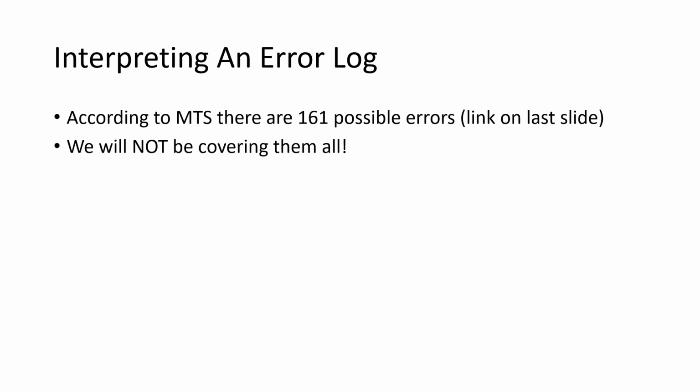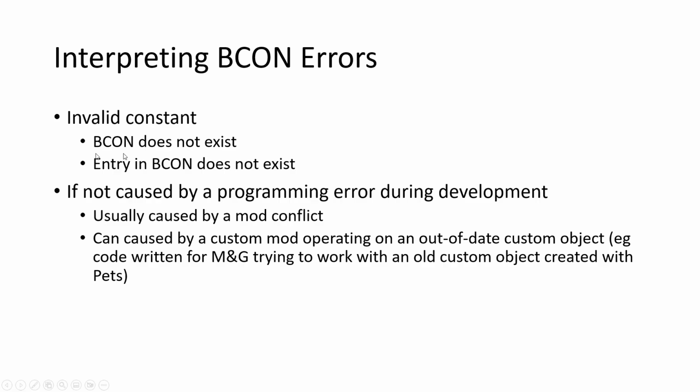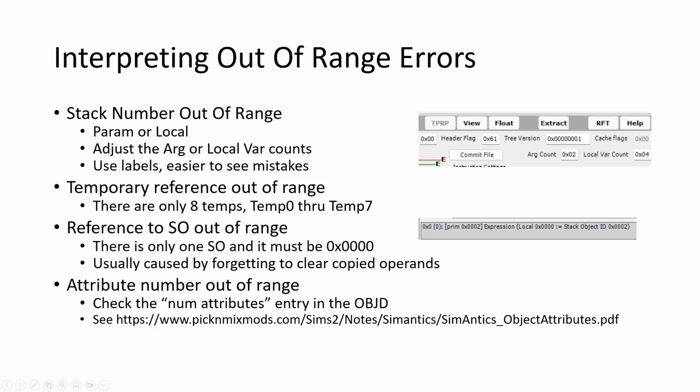Now, according to MTS, there are 161 possible errors. I have a link to them on the last slide. Good news, we will not be covering them all, mainly because I don't know what they all are. We will cover the most frequently occurring ones. The ones that you hit most often are this: stack number out of range. So, and every time I click on the slide, it goes to the next one. Stop clicking on the slide.